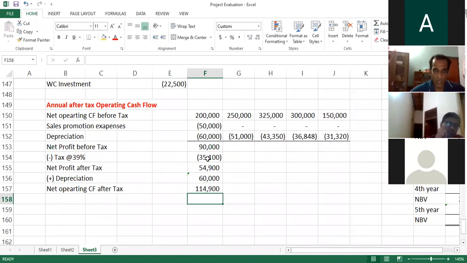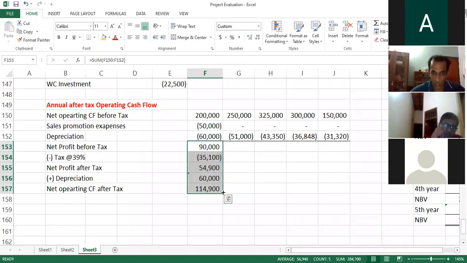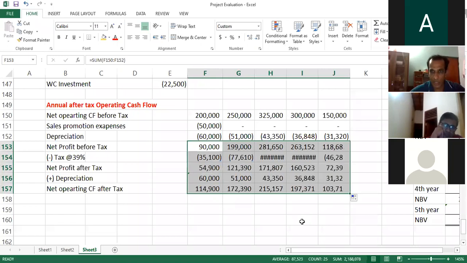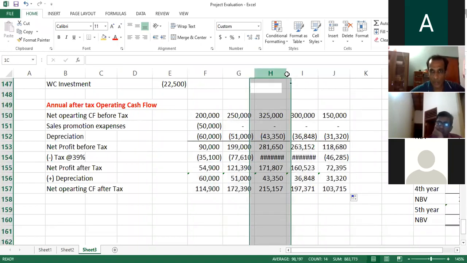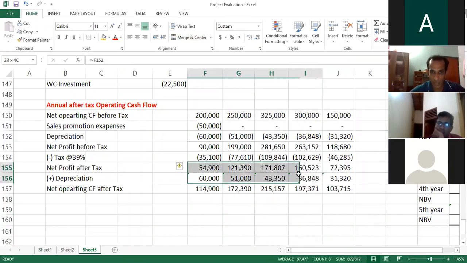140,000. Right. So this is the value. That calculation you have to do for all 5 years. So you will get this one. Please check whether these are correct when you calculate.